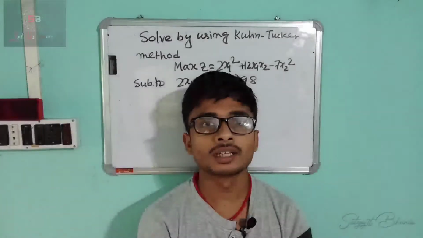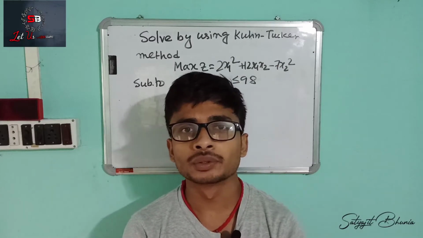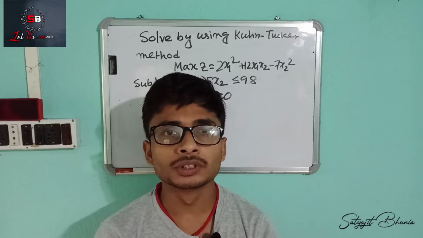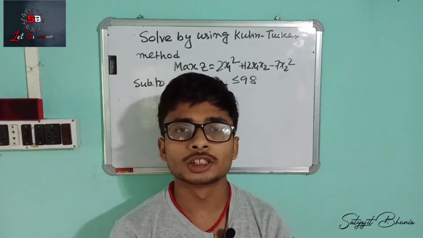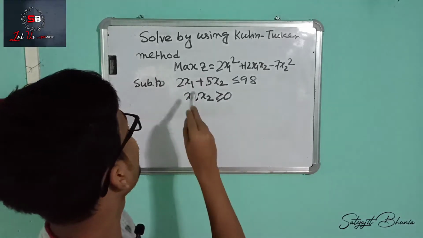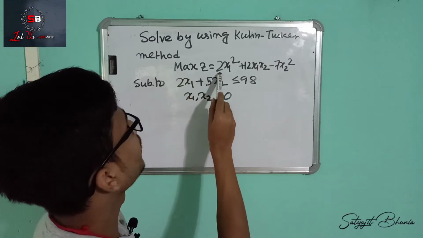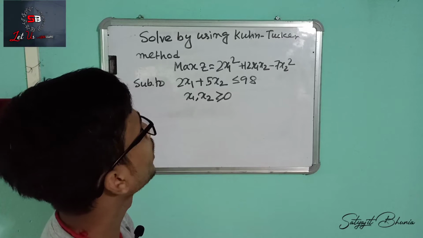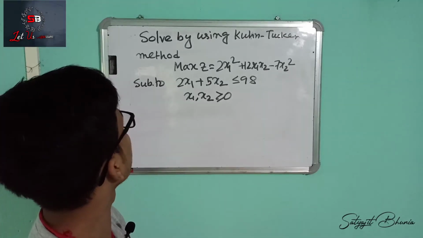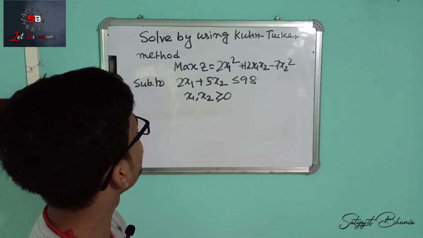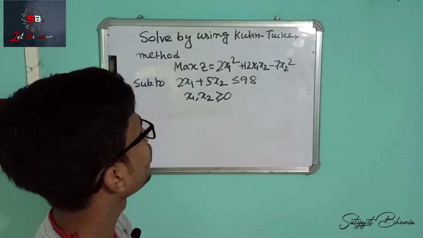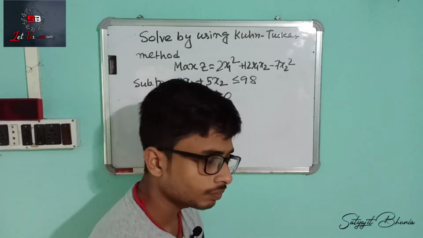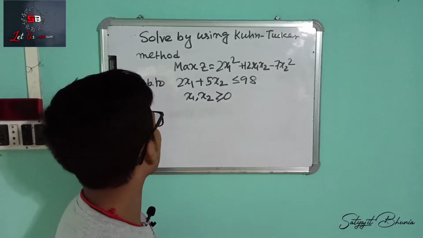Welcome to my channel. Let us assume today we are going to solve a numerical example by using the Kuhn Tucker condition method. We will solve this numerical example: Max z is equal to 2x1 plus 12x1x2 minus 7x2 square, subject to 2x1 plus 5x2 lesser equal to 98, where x1 and x2 are greater equal to 0. Let's start.